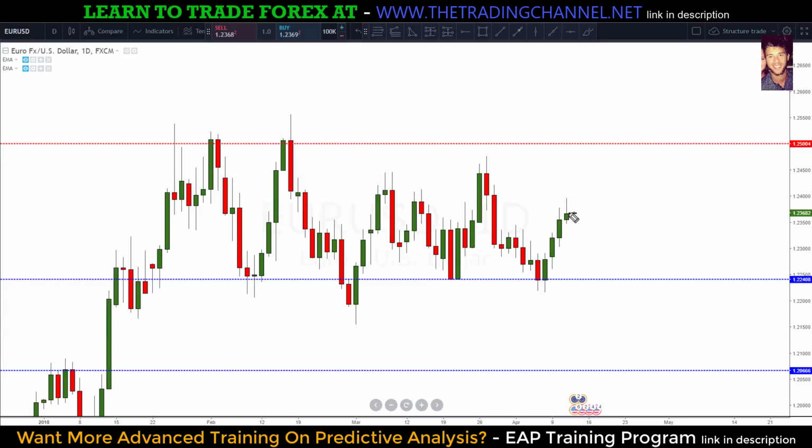Something else that's possible and that could happen here on the euro dollar is another pullback into the 1.225 area. That being the case, we can look yet again for possible long opportunities from there all the way down into our most previous lows here.